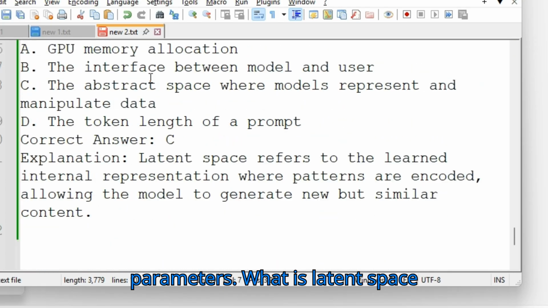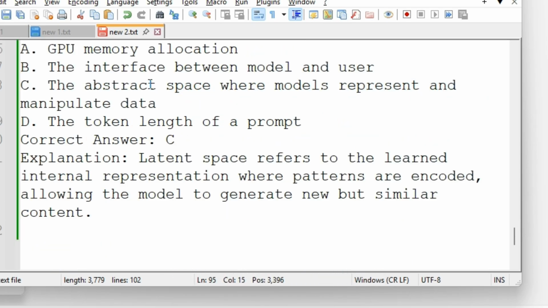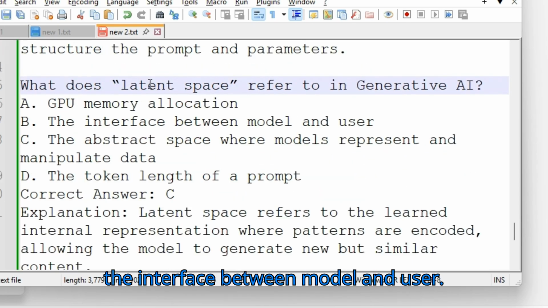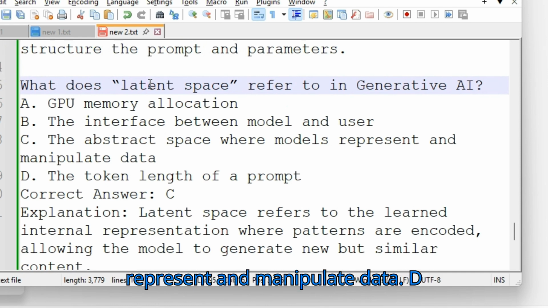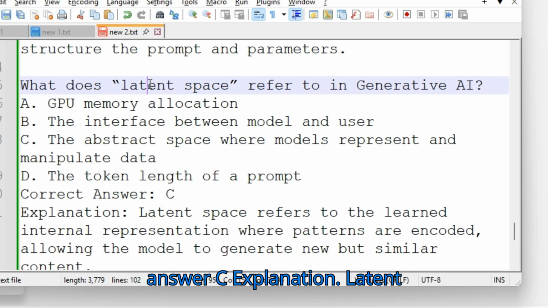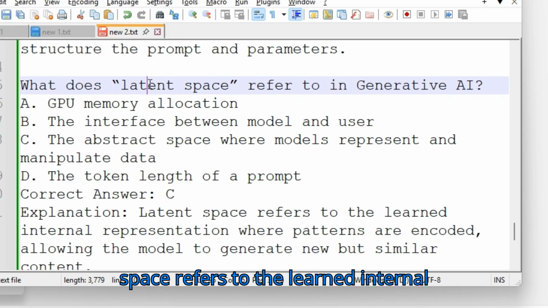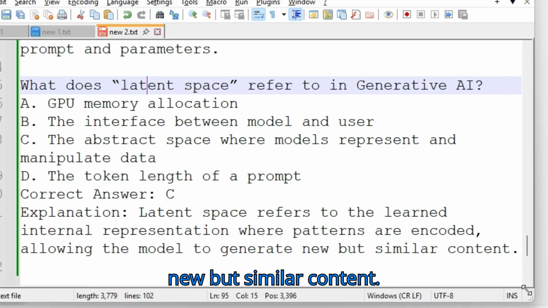What does latent space refer to in generative AI? A. GPU memory allocation. B. The interface between model and user. C. The abstract space where models represent and manipulate data. D. The token length of a prompt. Correct answer: C. Explanation: Latent space refers to the learned internal representation where patterns are encoded, allowing the model to generate new but similar content.